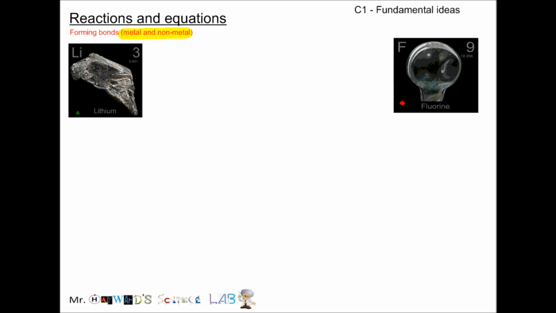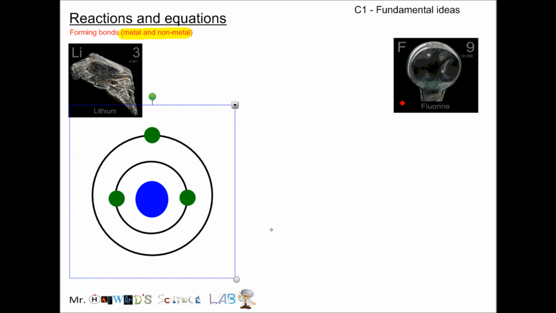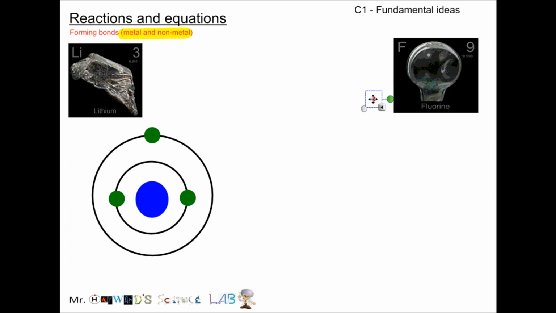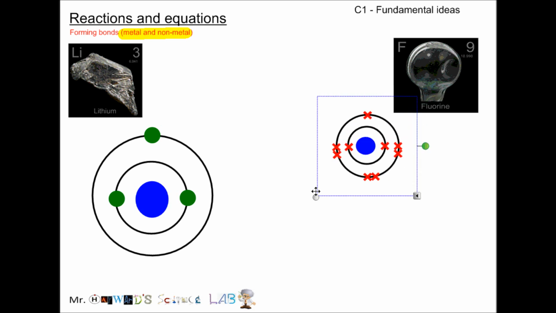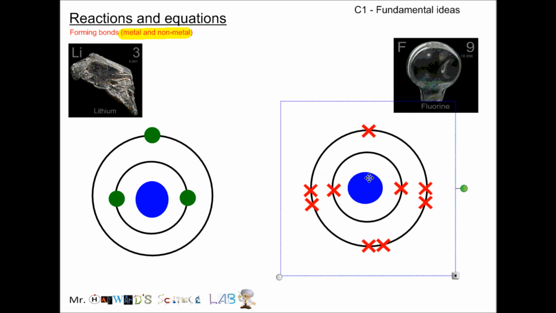So if we have a quick look at the structure of these, the atomic structure or the electronic structure, that's there for lithium, and a similar thing for fluorine.